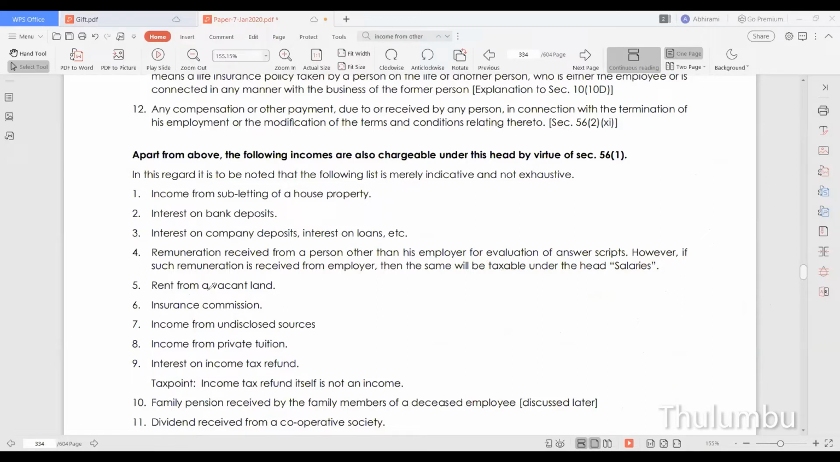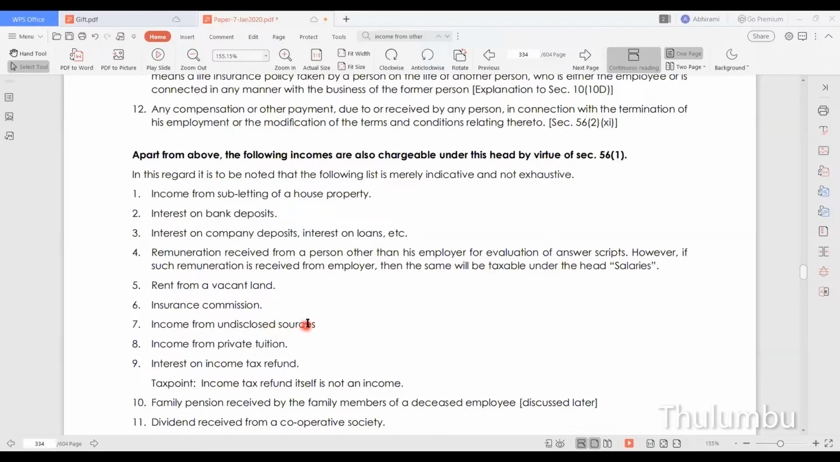Next is rent from vacant land. So this we know, house property na there should be a building. So vacant land la rent receive பண்ணா it is taxable as income from other sources. Insurance commission. So insurance agent ku commission varum, it is taxable as other source income.